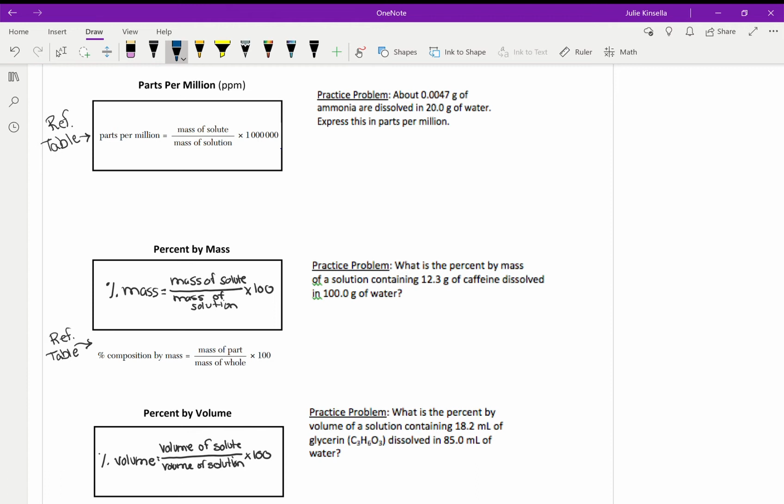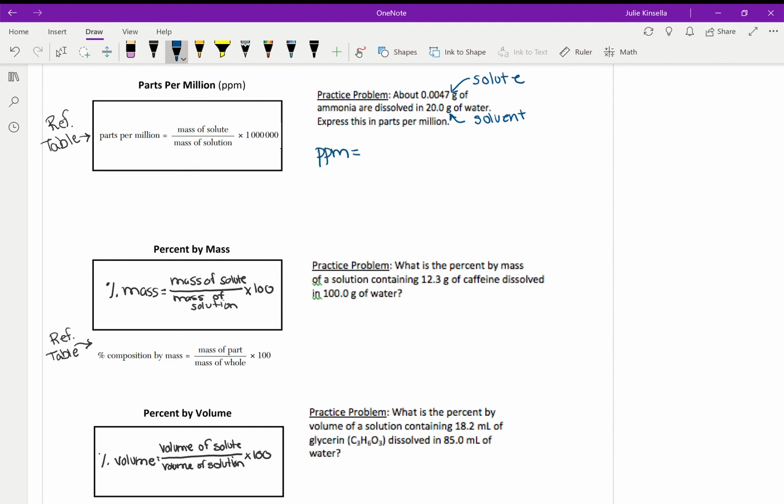When we read this practice problem, it says we have about 0.0047 grams of ammonia. That's going to be our solute, dissolved in 20 grams of water. When they give you the water amount, you have to remember that that's just your solvent, not the total solution. When this says to express this in parts per million, abbreviated as ppm, we have to keep in mind the denominator.